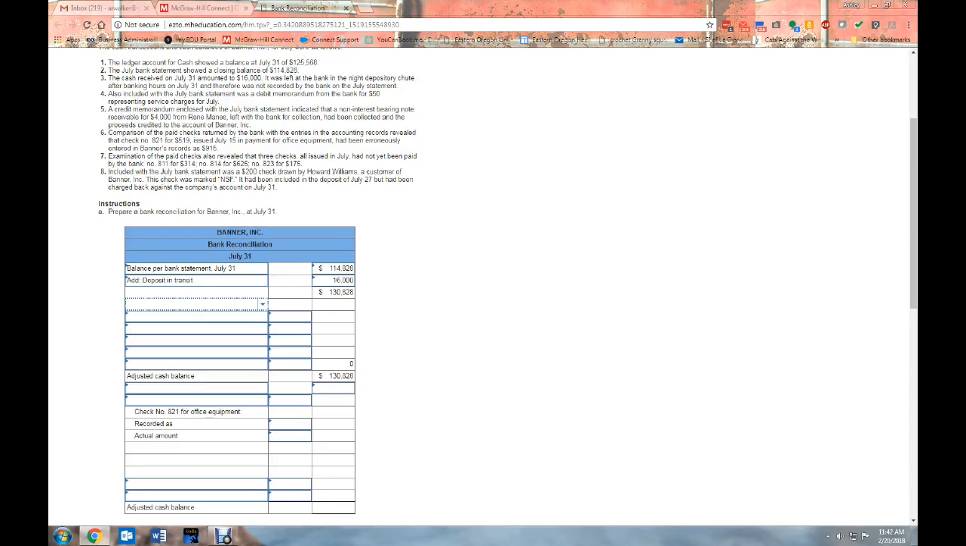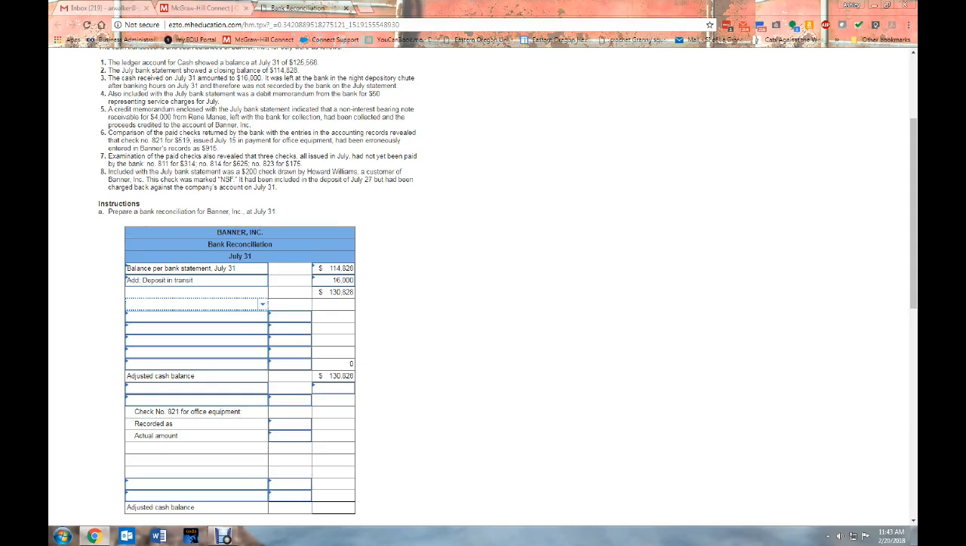6. Who writes the checks? Number 6 is a comparison of the paid checks returned by the bank with the entries in the accounting records, which revealed that check number 821 for $519, issued July 15th as payment for office equipment, had been erroneously entered in Banner's records as $915. That is something we need to deal with later on. So number 7 is where we need to go.